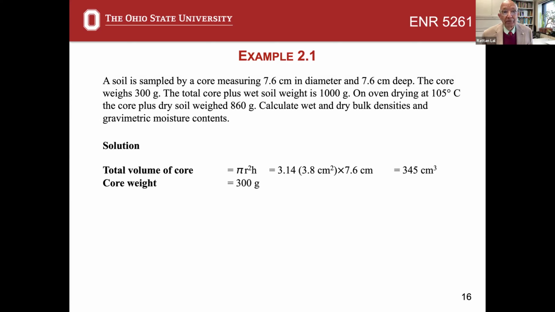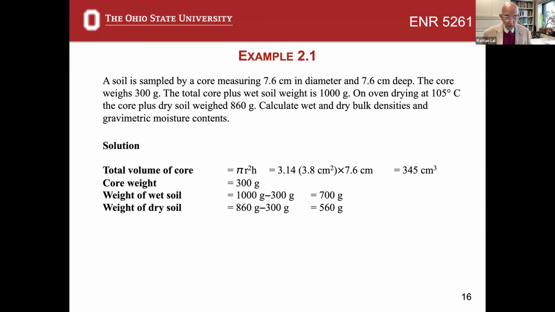So the weight of the wet soil, the soil which we have, is 1,000 total weight minus 300 gram, the weight of the core, which is 700 gram. So wet soil then weighs 700 gram in its total volume of 345 cubic centimeter. Then the weight of the dry soil will be 860 minus 300, that's 560 gram.